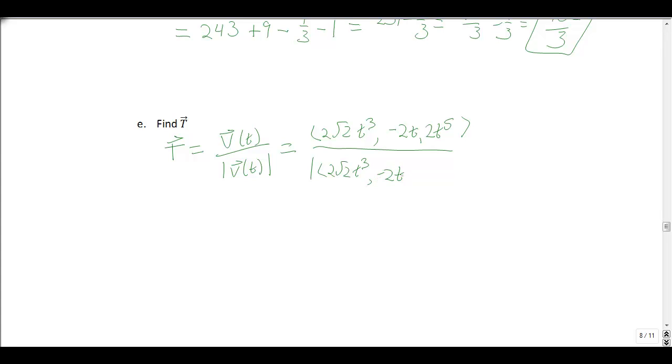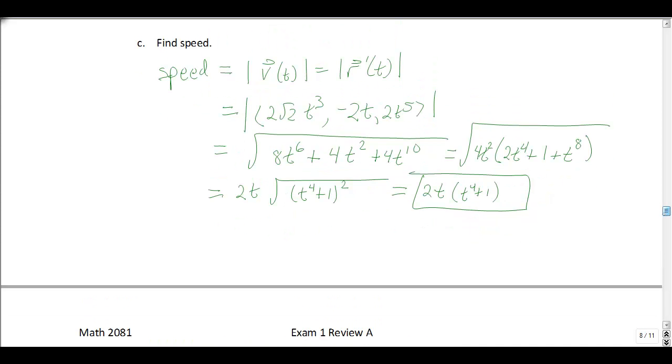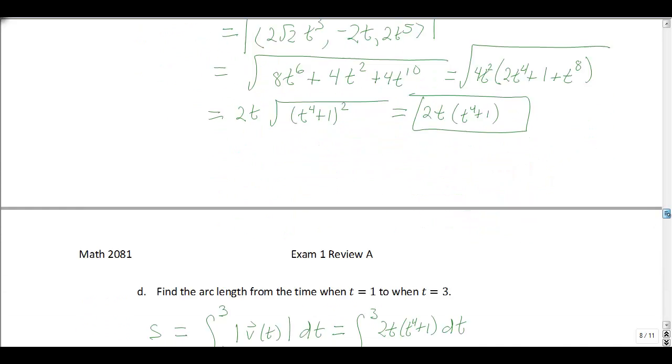Well, the magnitude of that vector, I don't really need to write that out here. That's the speed. We already calculated that in part C. Speed is 2t times the square root of t to the 4th plus 1.